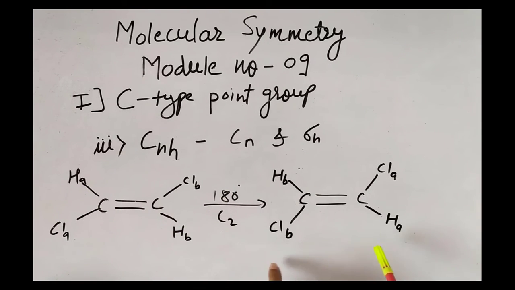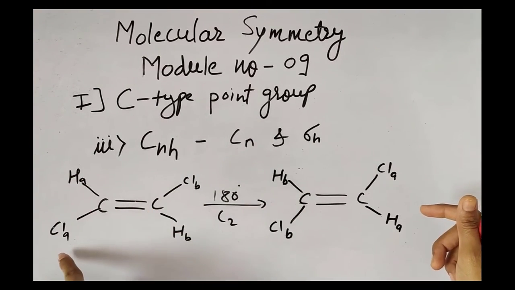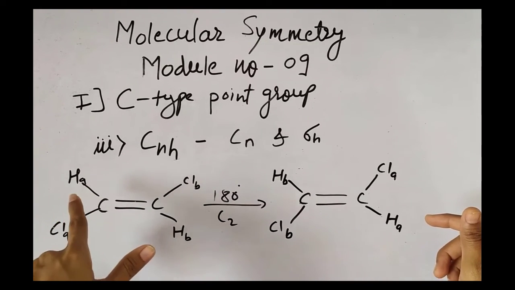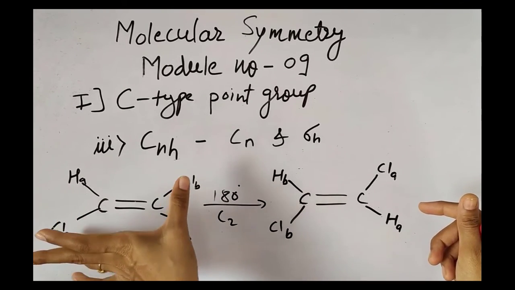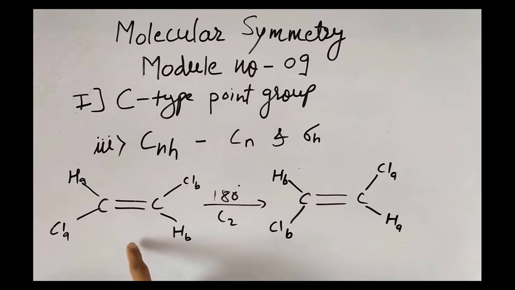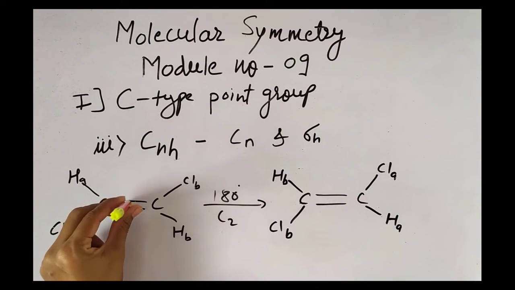In this way, we have given A and B in order to understand the rotation in this molecule. Otherwise, both the chlorine atoms and both the hydrogen atoms are absolutely the same. We can't distinguish between these two hydrogen atoms. So after doing the C2 rotation by 180 degrees, you get the same image, absolutely the same image. So we can say that this molecule possesses C2 as the principal axis.